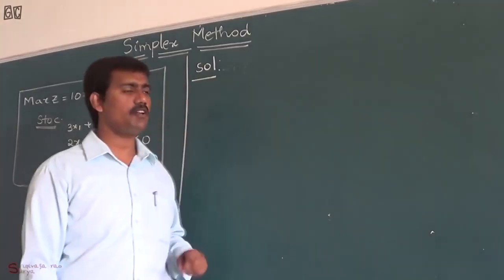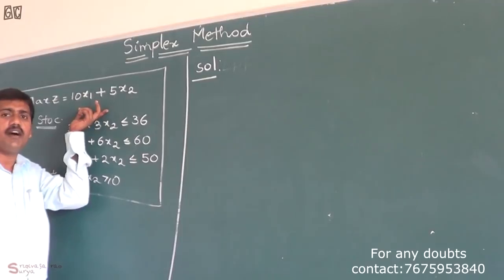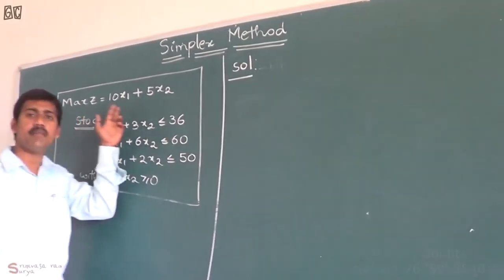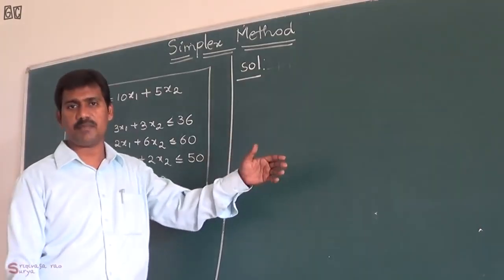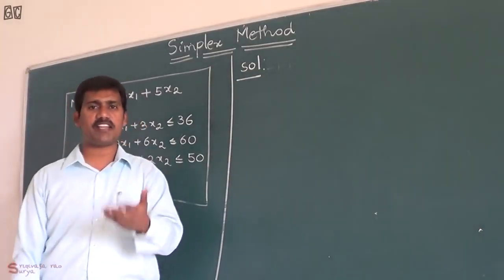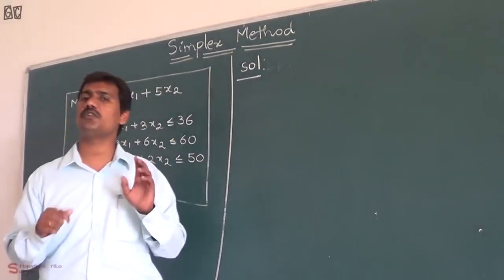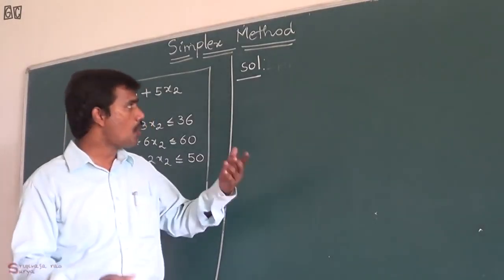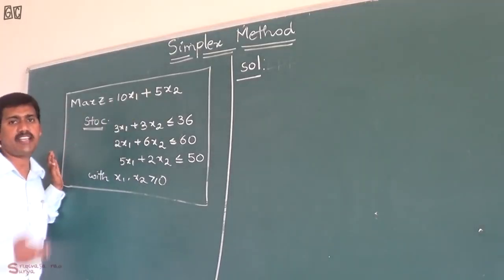So the first step is to check whether the objective function is in the form of maximization or minimization. It is a maximization, so we will move on to the next step. If it is minimization, convert it to maximization. Why do we have to convert it to maximization? Every company is looking to maximize profit. So obviously the given objective function is in the form of maximization.